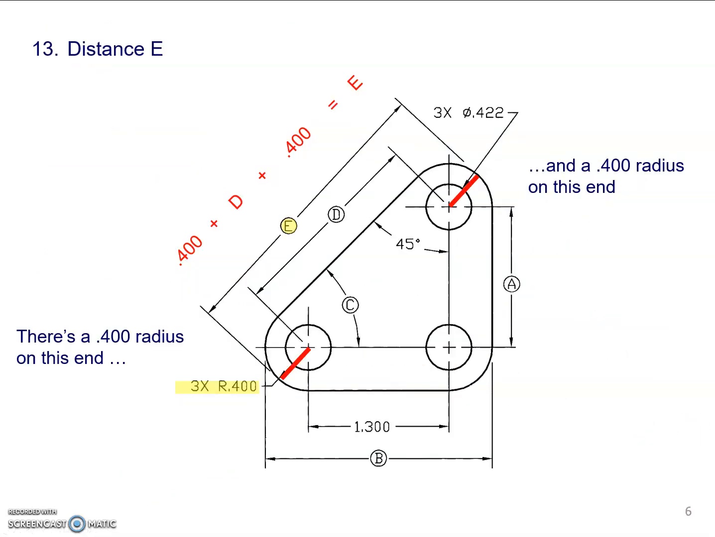All right, now let's think about this length E. Once again, as we saw before, there are 3 radii. Each of them are 400 thousandths. There's one down on this lower end. There's another one up on this upper end. And you just figured out how big D is. So you got 400 plus whatever D was, plus another 400. That's going to give you E. Yay!